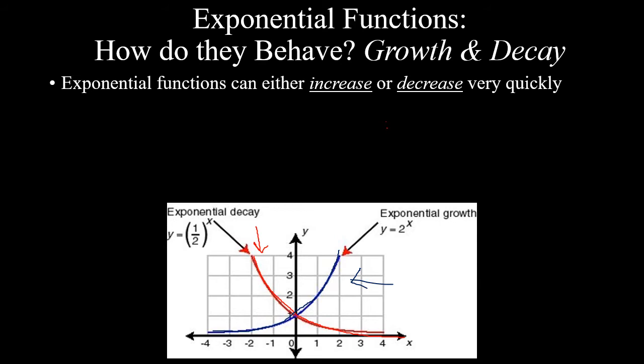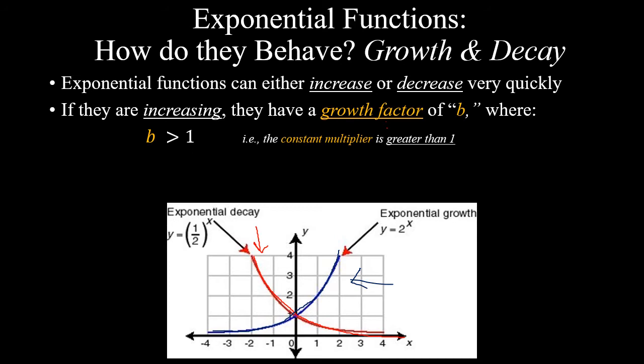So for linear functions, we saw that whether our line was increasing, decreasing, or constant was very dependent on the slope, right? If our slope was positive, our line was increasing. If our slope was negative, our line was decreasing. So let's see what this means for exponential functions. If an exponential function is increasing, we say that it has a growth factor of b, where b is greater than 1.